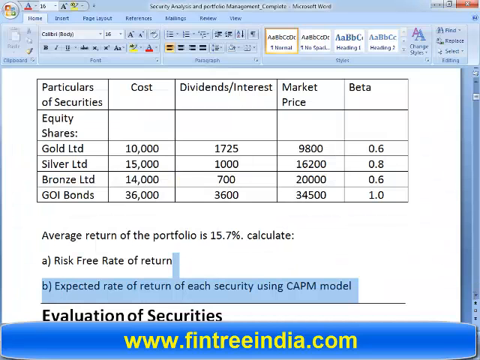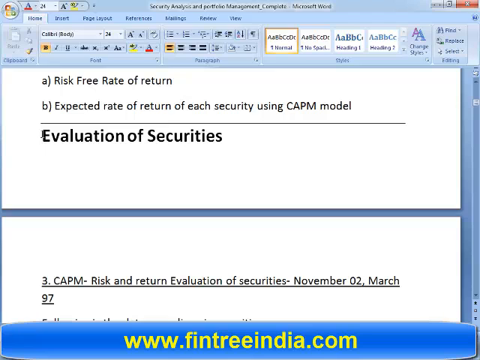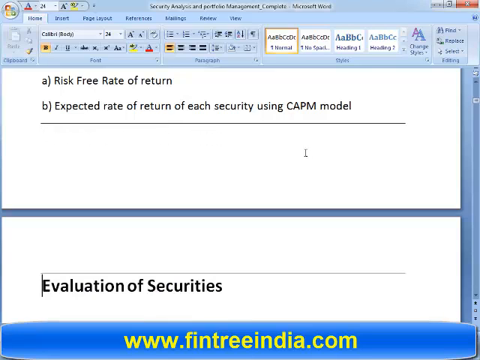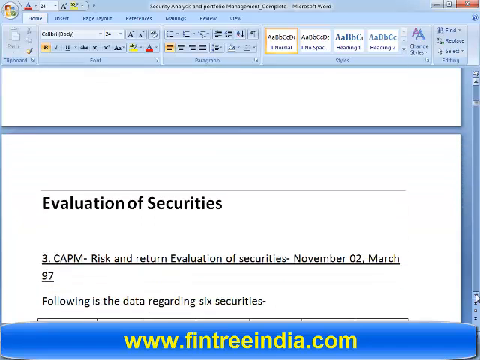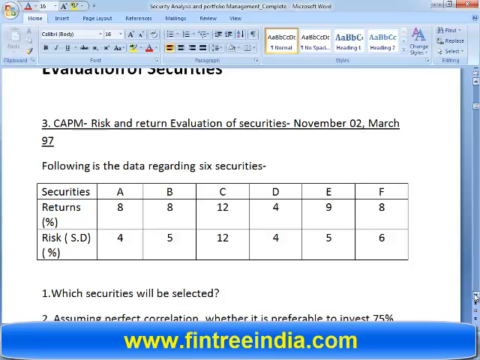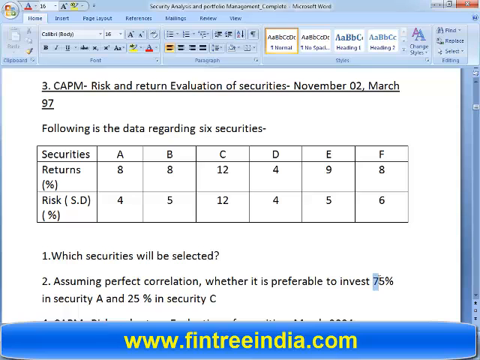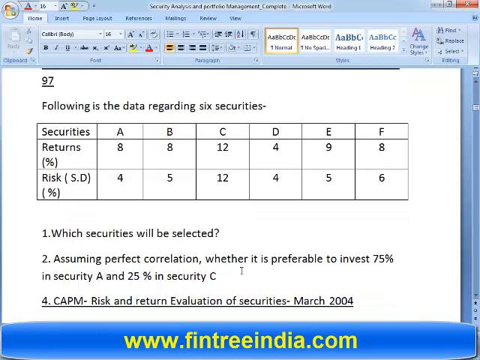Question number 3. This segment, I feel, is the most likely to be tested, a very popular area for the exams, which is evaluation of security. Following is the data regarding 6 securities, returns and standard deviation. Which securities will be selected? That is question number 1. Assuming perfect correlation, whether it is preferable to invest 75% in security A and 25% in security C. So this is the question here.